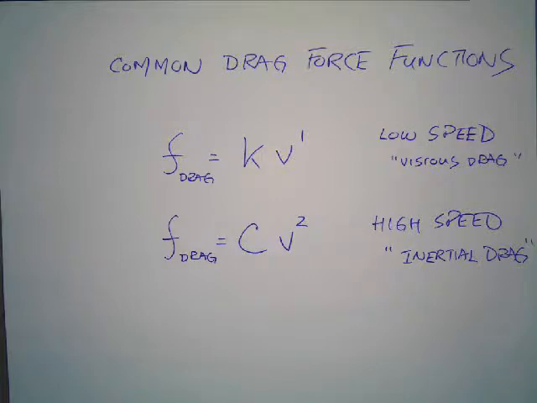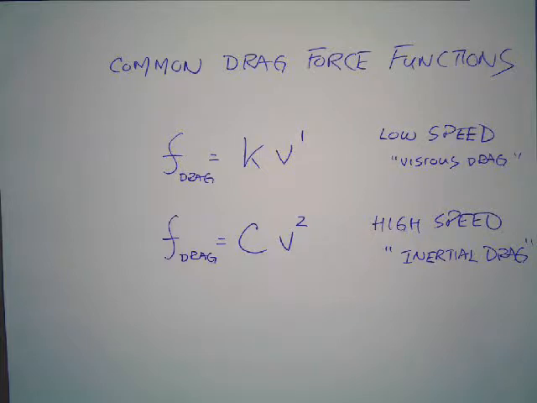In the first case, you could have a force that says the drag force is equal to a constant times the instantaneous velocity of the falling object. In other words, the drag force is directly proportional to the speed of the object. If the object is falling at twice the speed, it has twice as much drag force. 3 times as much speed, 3 times as much drag force. This formula is actually oftentimes applied to low-speed objects, and it's sometimes called viscous drag.